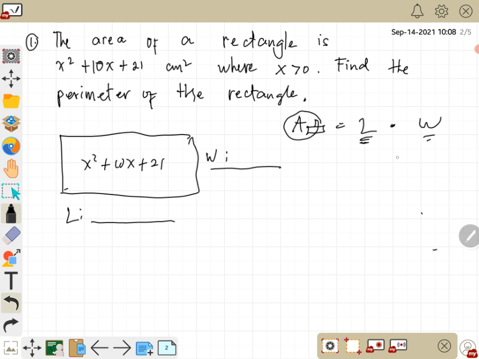So how do we do that? We factorize first our area, we get the side of the square, then we use the formula for perimeter to get the perimeter of the square. Number 3.